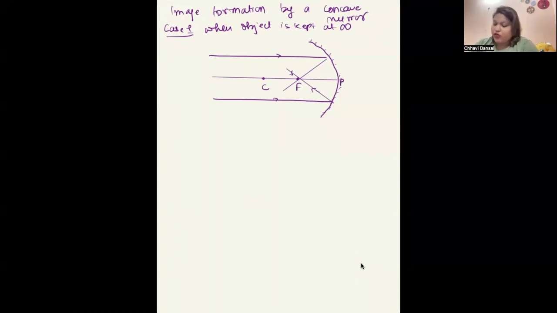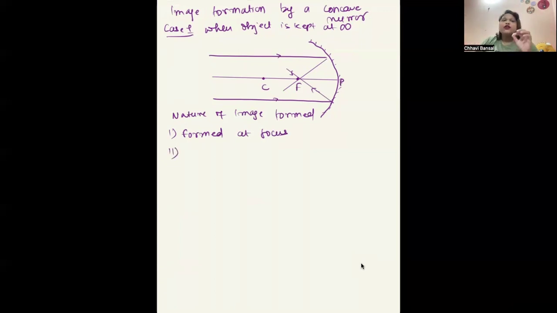Now, we have to write down the nature of the image formed. So first is where the image is formed. It is formed at focus. Now, what is the size of the image? If it is coming from infinity, there should be certain length or certain size of the object, right? But the image formed is point size. Okay. So highly diminished. Diminished means small. Highly diminished, exactly point size.